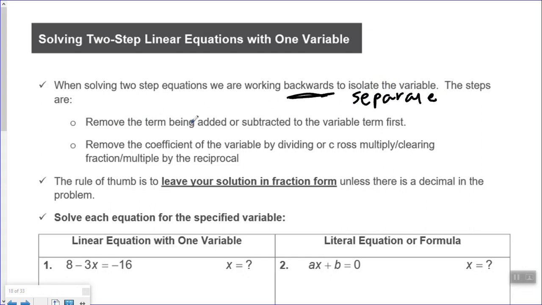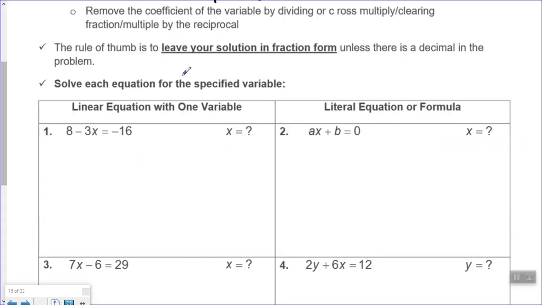and the steps are: remove the term being added or subtracted to the variable term first, and then remove the coefficient of the variable by dividing or cross multiplying, clearing fraction, or multiply by the reciprocal. And the rule of thumb is to leave your solution in fraction form unless there is a decimal in the problem. So change it to fraction. So solve each equation for the specified variable.